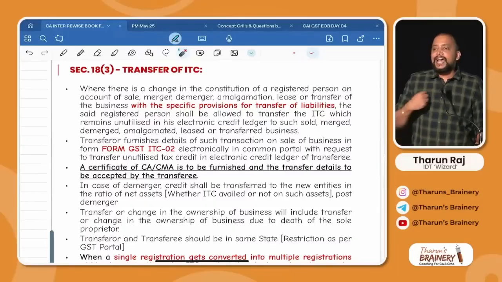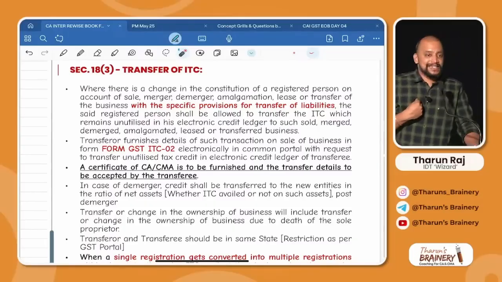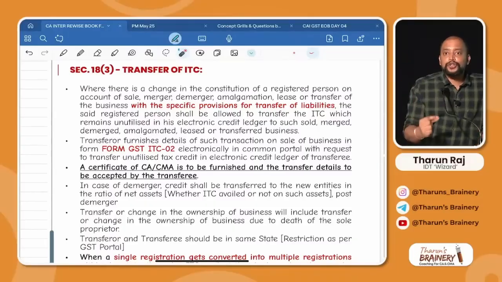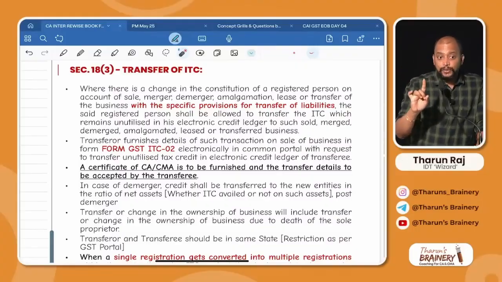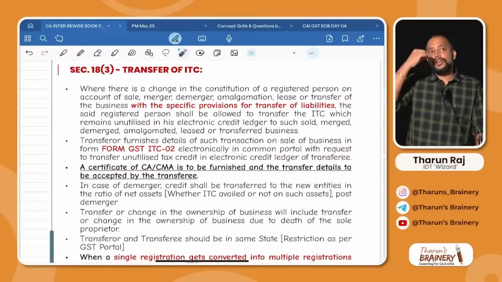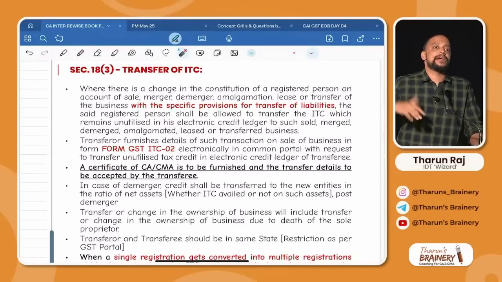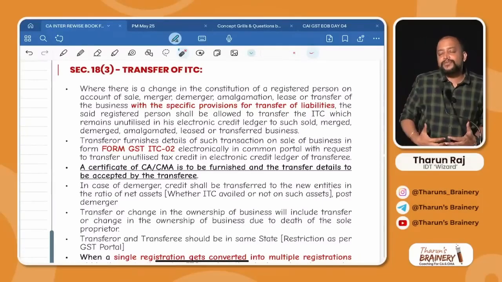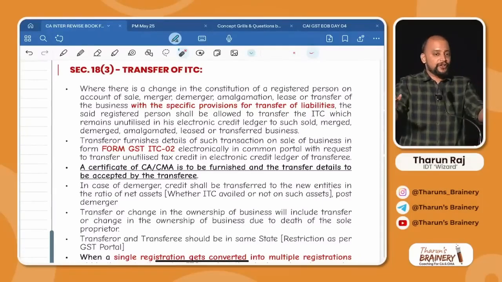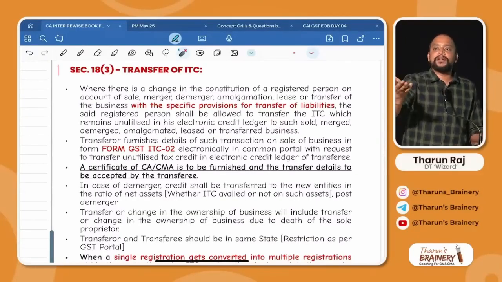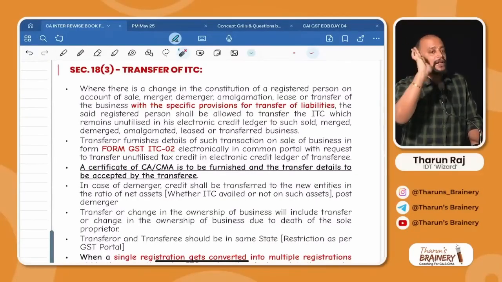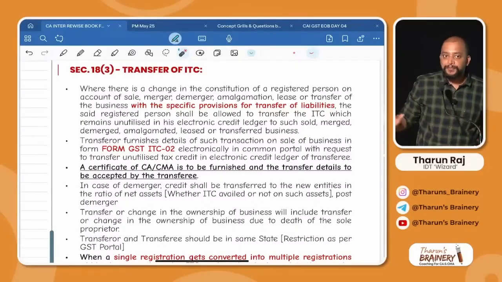For that purpose, I will be filing one form, that is ITC2. That ITC2 should always be certified by a CA/CMA, not only when the ITC exceeds 2 lakhs. What will that CA/CMA certify? That this transfer of business is with specific provision for transfer of liabilities. As and when you accept it, that ITC will come into your electronic credit ledger. Is it clear?